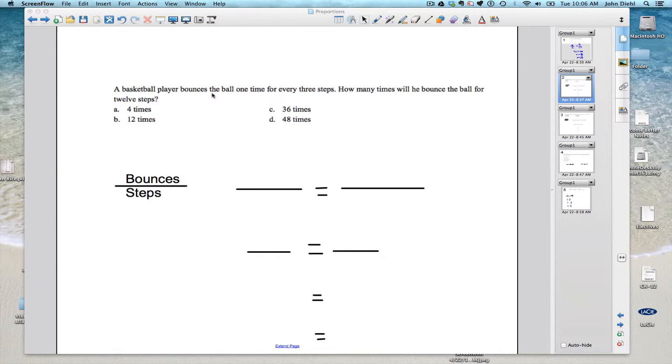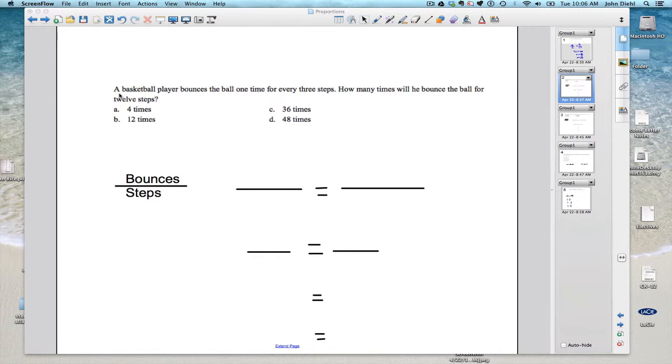As you read this, what are you dealing with? Well, we're dealing with somebody bouncing a ball and comparing it to the number of steps they take. So what I like to do is to set up a ratio and say we're dealing with bounces to steps. If you write that down first, you realize that everything on the top of your ratios will be dealing with the bounces of a ball, and everything on the bottom deals with steps. So it just makes it a little easier when you're first setting these up.